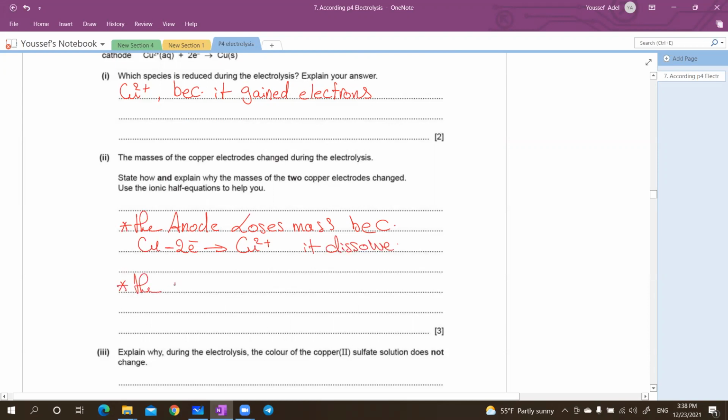The cathode gains mass, its mass increases, because the copper ions will be attracted to the cathode and discharged to change to copper atoms. So there is copper deposition, or deposits, on the cathode.